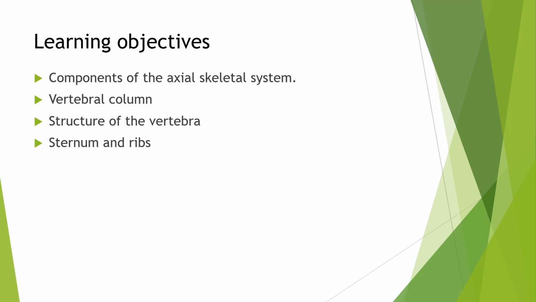In today's lesson we are going to study the components of the axial skeletal system. We are going to study the vertebral column and its five main regions. We are going to study the structure of the vertebra, and the sternum and the ribs. This detailing will take quite a long time, so we will study it in detail today. In the next class, we will be studying the appendicular skeletal system. So let us start with today's lesson on the components of the axial skeletal system.